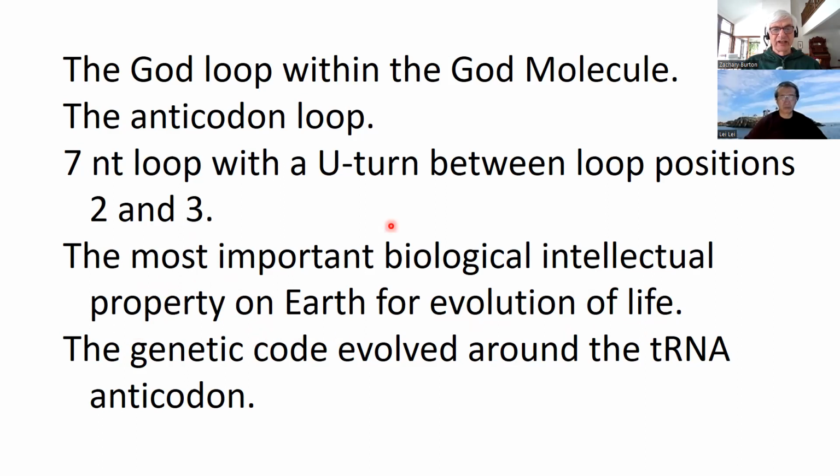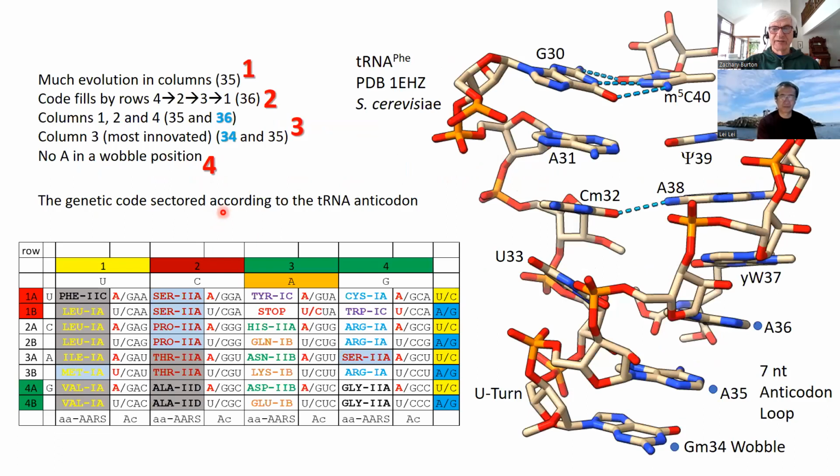So if you're trying to create life on some moon or planet somewhere out in a galaxy far, far away, if you're going to do it out of RNA, you pretty much need the 7 nucleotide loop. There may not be any other way to do it. The genetic code evolved around the tRNA anticodon, and this is really an important structure. And so it's important to look at and to at least in part understand.